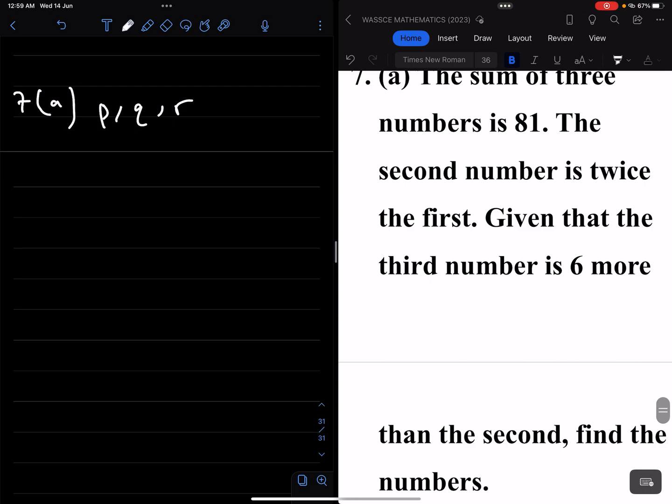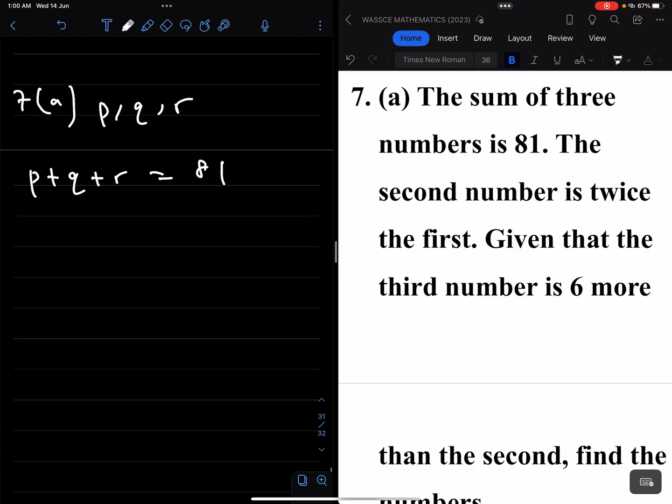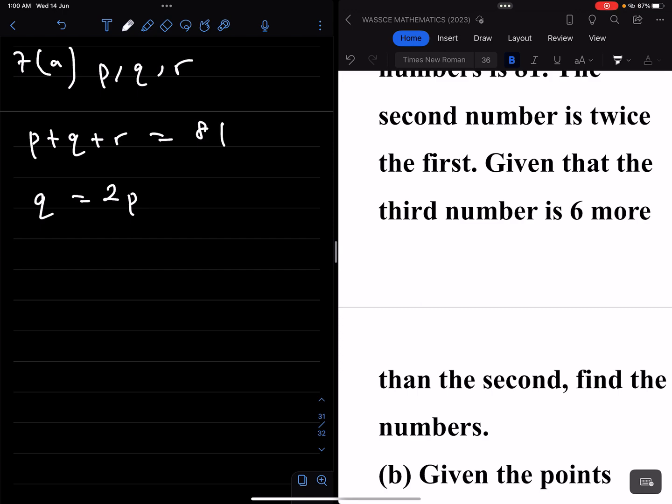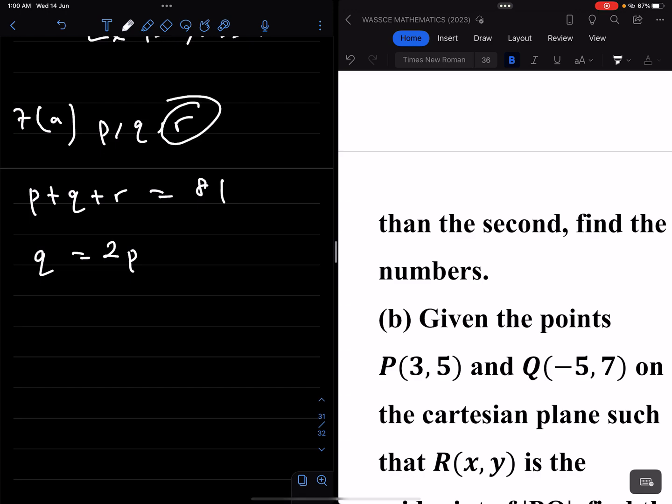Now, the sum of the numbers, that means P plus Q plus R, is 81. And at the same time, the second number is twice the first. That means Q is 2 times P. Q is the second and the first is P. Given that the third number is 6 more than the second, that means R is 6 more than Q. That simply means R equals Q plus 6.